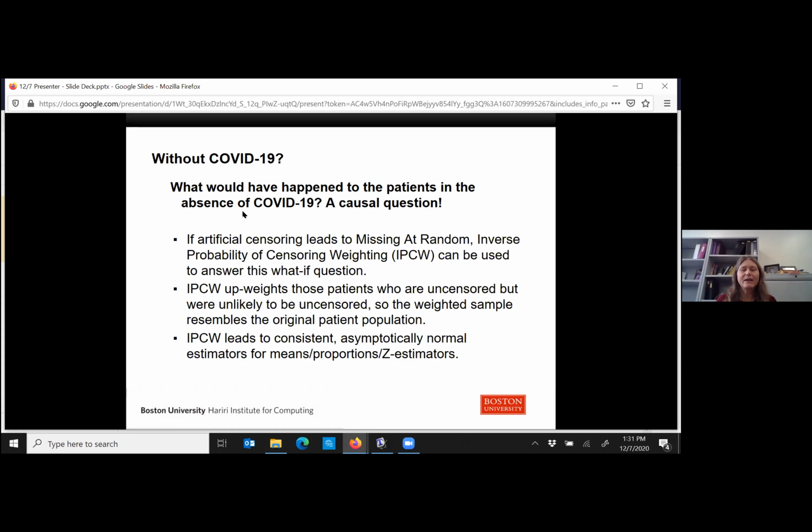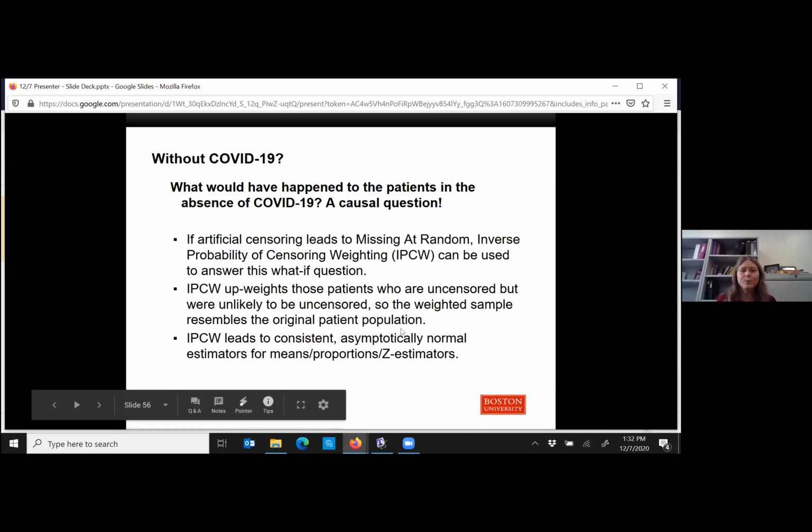What if there had not been COVID-19? Inverse probability of censoring upweights those patients who are uncensored but were unlikely to be uncensored. And this is done so the weighted sample, sometimes also called the hypothetical superpopulation, resembles the original patient population. And there are results that indicate that IPCW leads to consistent, asymptotically normal estimators for means, proportions, and in general, Z estimators.